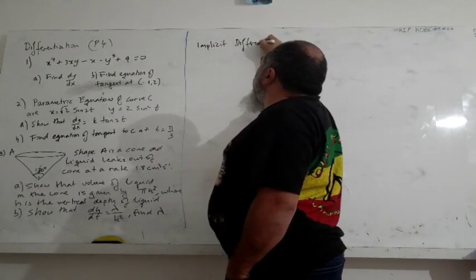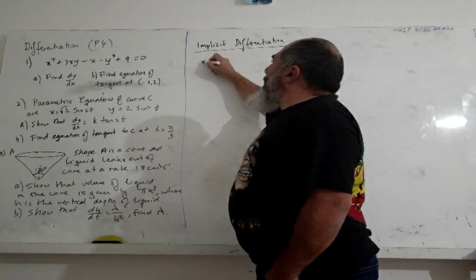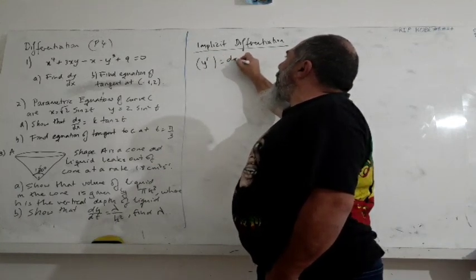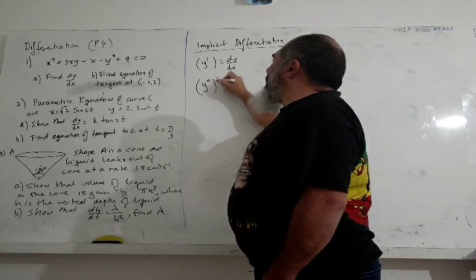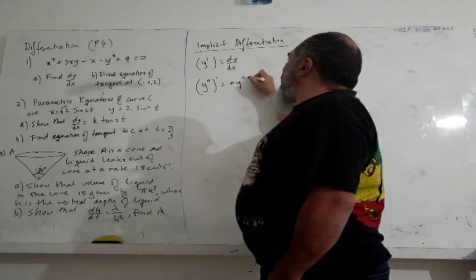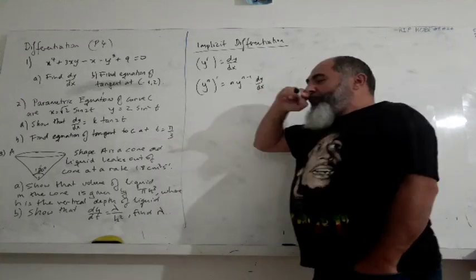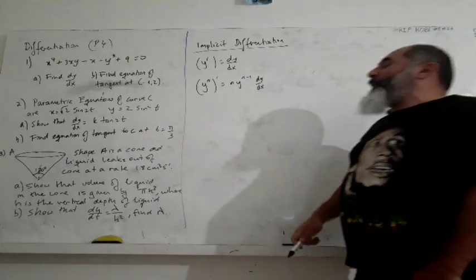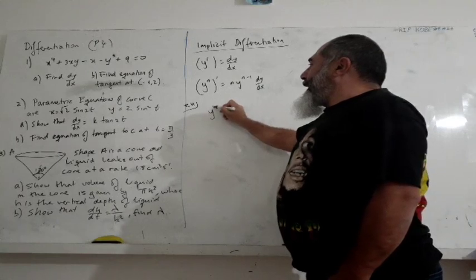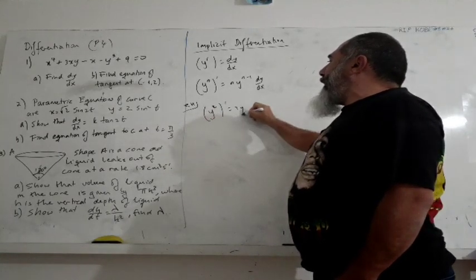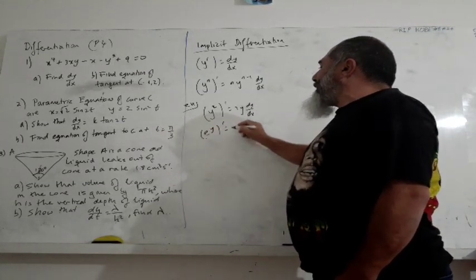where we have x and y together, and remember derivative of y is dy over dx, so derivative of y to the power of n is n y to the power of n minus 1 times dy over dx. If you differentiate anything with y, you have to put dy over dx there, such as derivative of y squared is 2y dy over dx, or derivative of e to the power of y is equal to e to the power of y dy over dx.